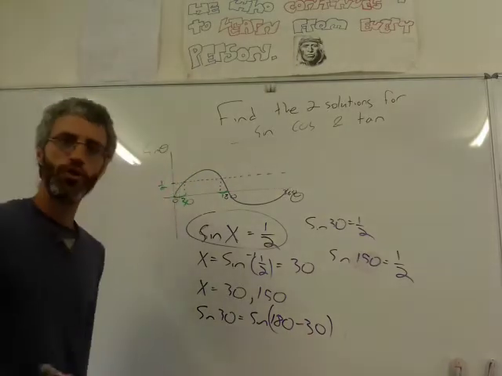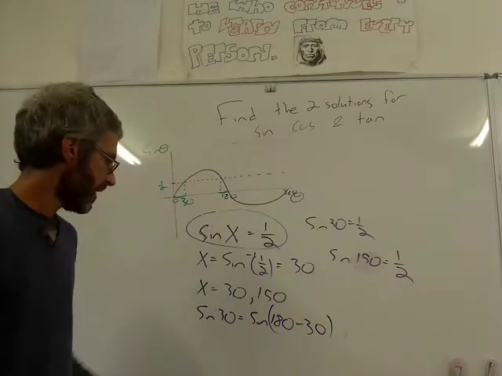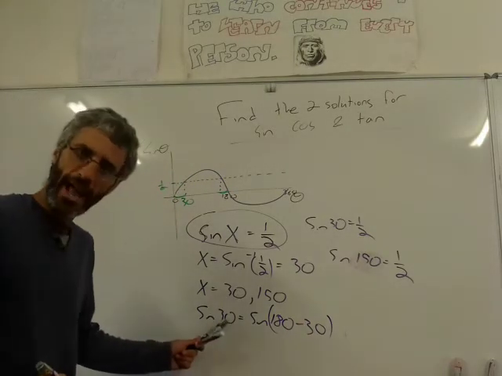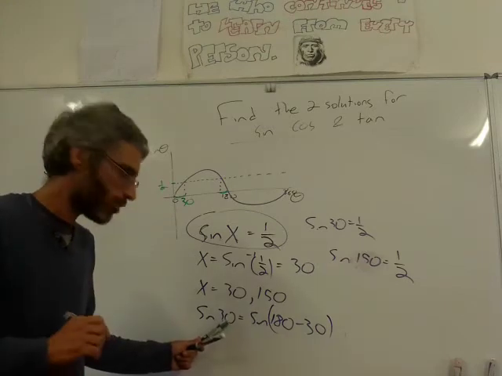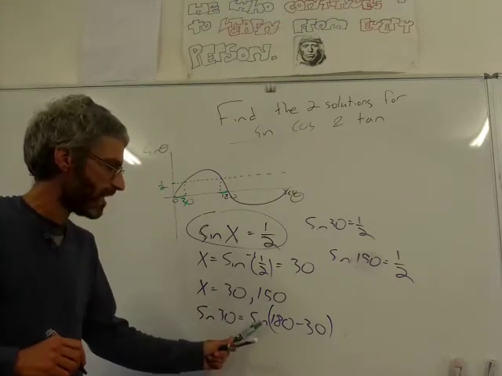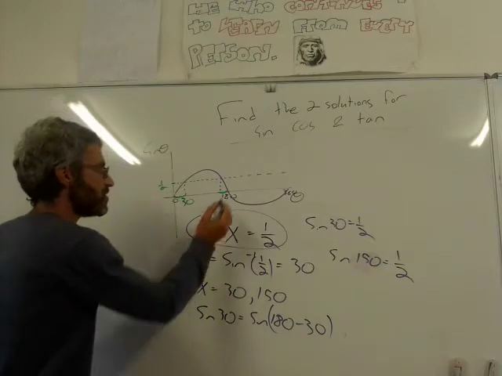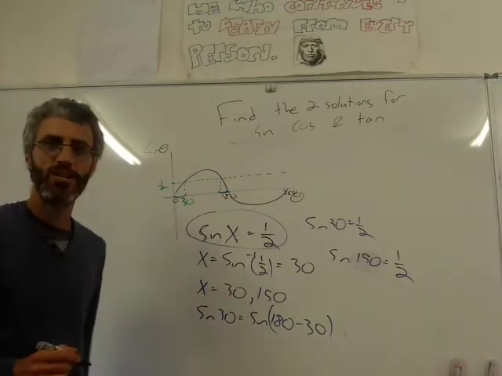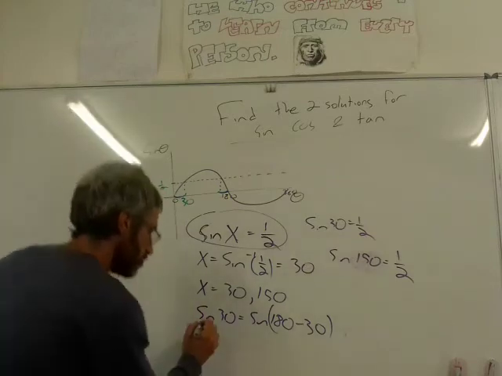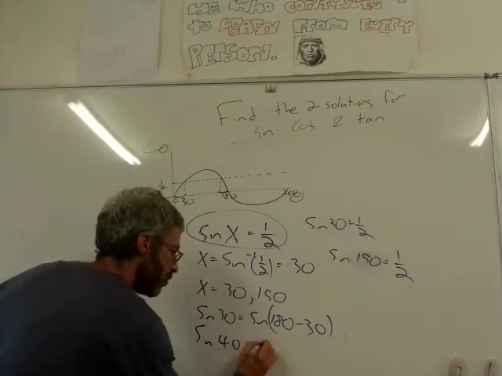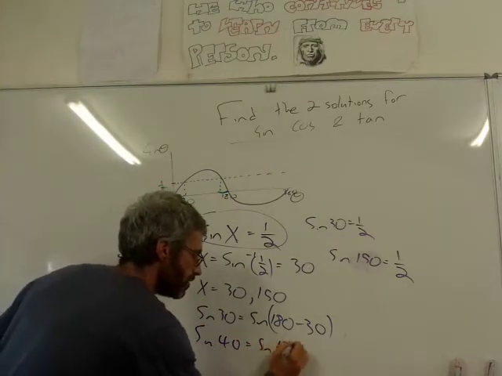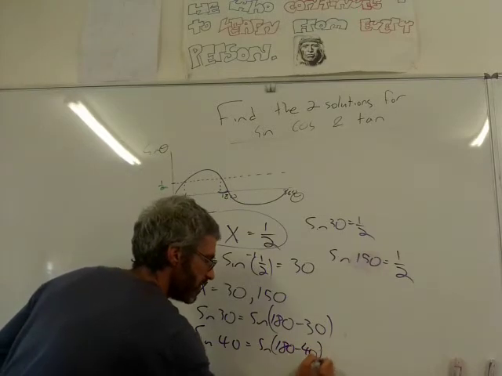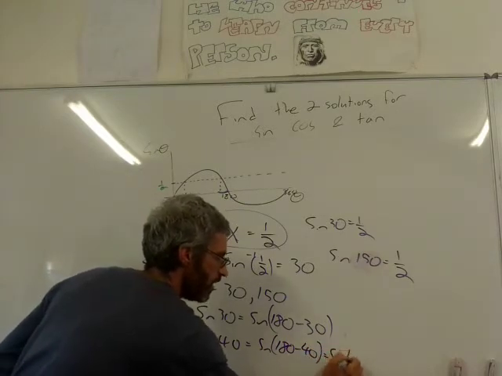And this is our first relationship. If I have sine of an angle, I will get the same ratio as if I did sine of 180 minus that angle. Whatever, if I went 30 here, I can do 180 minus 30. And it works with anything. You can do sine 40 will be equal to sine of 180 minus 40. In other words, sine 140.